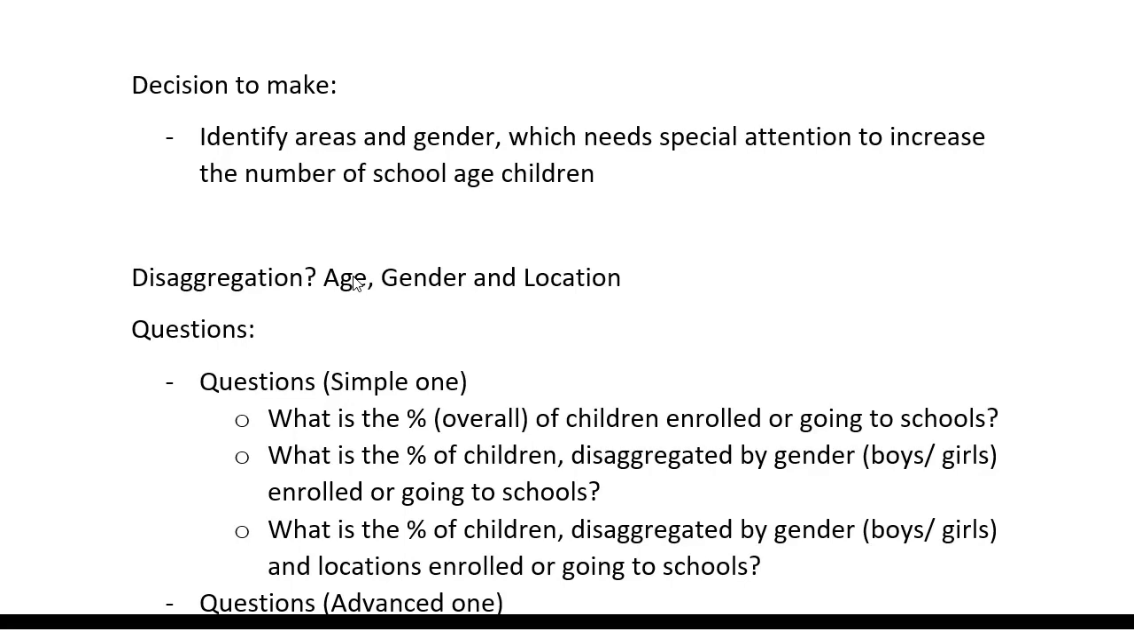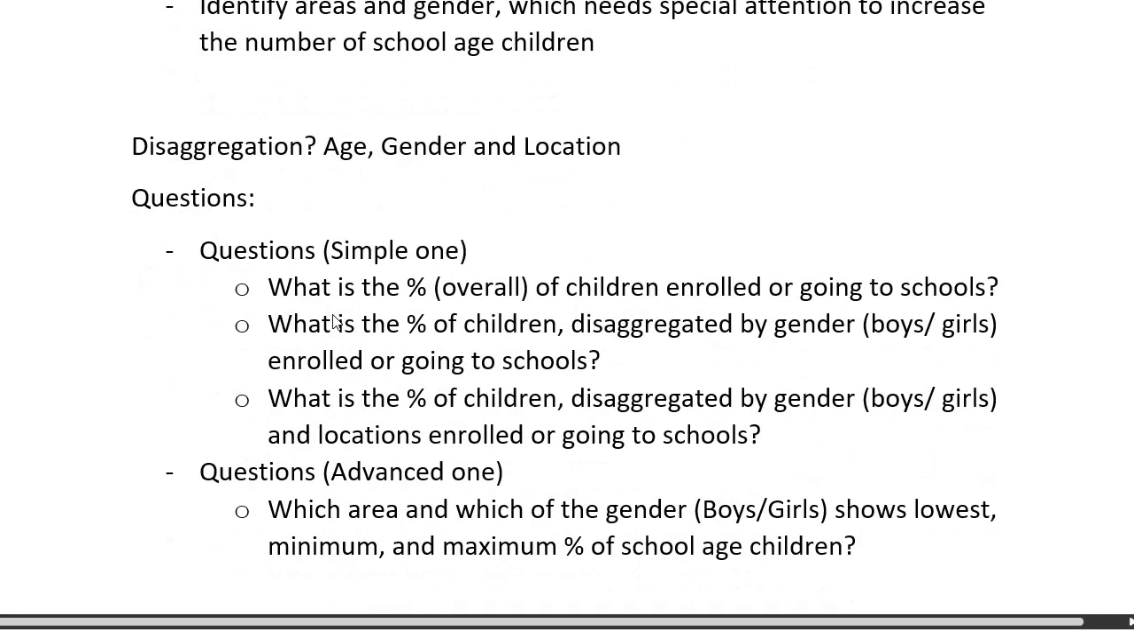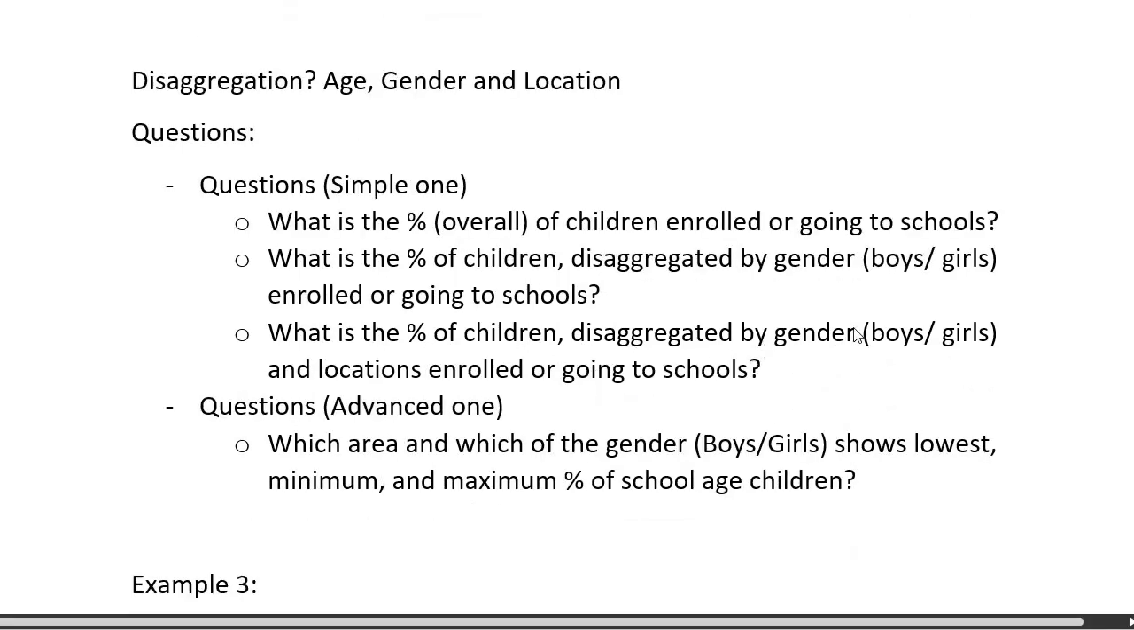And I would also like to see that, for example, if the head of the household is 30 years old, what is the percent of school going children in that household? And if the head of the household is 50 years old, what is the percent of the school going children in those households? So all these questions would come to my mind: what is the percent overall of children enrolled and going to school, what is the percent of children disaggregated by gender, boys and girls, and locations also.